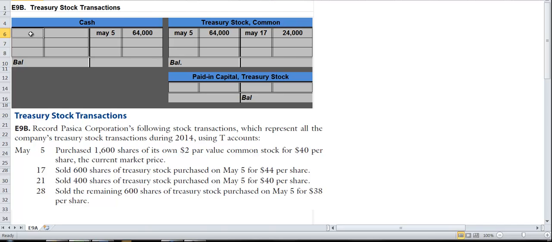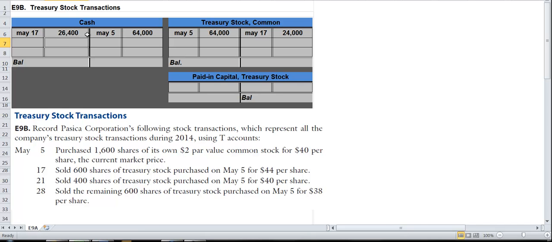Well, let's look at how much cash I collected. So on May 17th, I sold the 600 shares we're talking about, but it's the cash that's going to get the $44 per share. So I sold and collected 600 shares times $44 per share, which is $26,400.